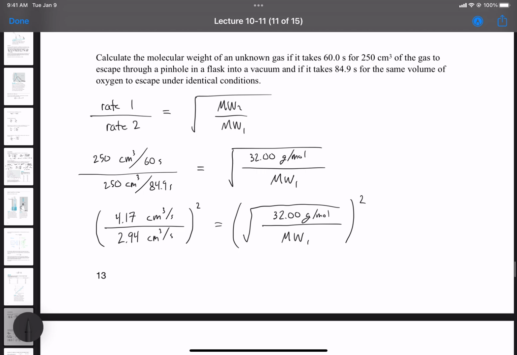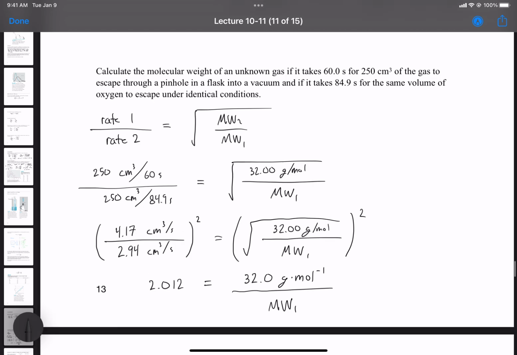Okay, so if we do this, we will get 2.012 equals 32.0 grams per mole over molecular weight 1. Now if we solve for molecular weight 1, we get molecular weight 1 equals 32.0 grams per mole divided by 2.012. And what we get is 15.9 grams per mole.